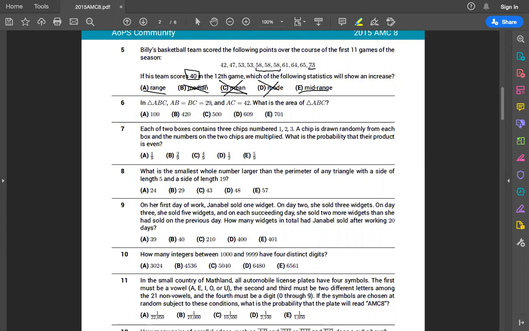Their highest score so far is 73. The lowest score before 40 was 42. So the range would be the difference between these two, which would be 31. But when they score 40 points, that increases the range by 2. So the answer is A.